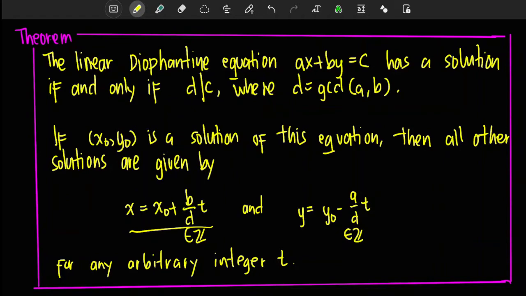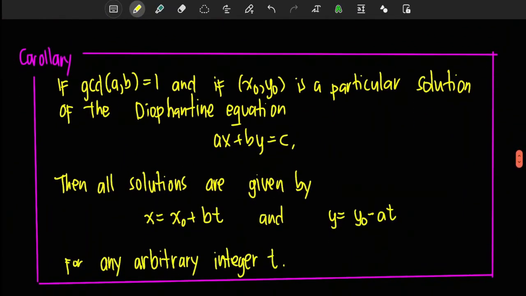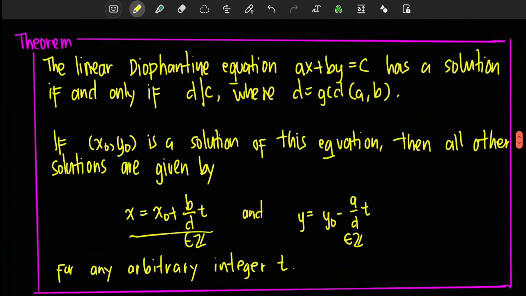As a consequence of this theorem, if the GCD of a and b is equal to 1, then we can just substitute d equals 1 in our solutions, so that we now have the solution x equals x sub 0 plus bt and y equals y sub 0 minus at, if x sub 0, y sub 0 is a particular solution of this Diophantine equation. The steps are really simple. Going back to the theorem, we can see that there are two things that you need to do.